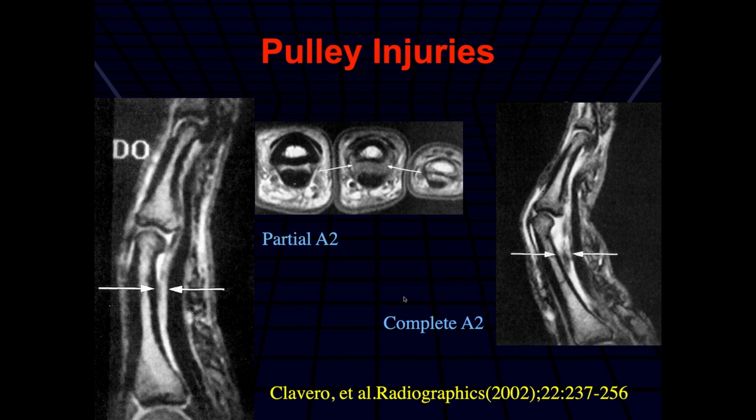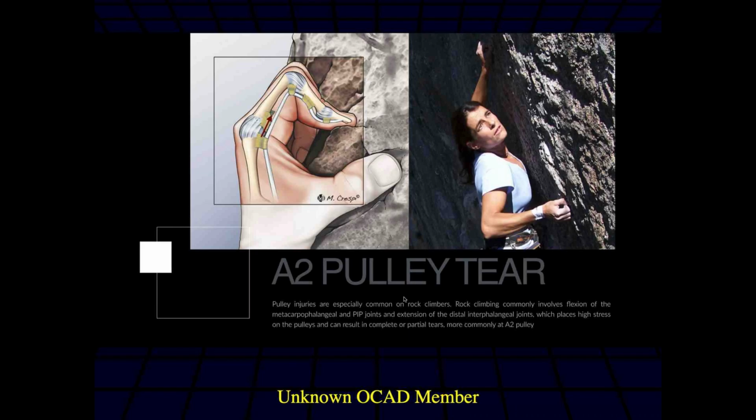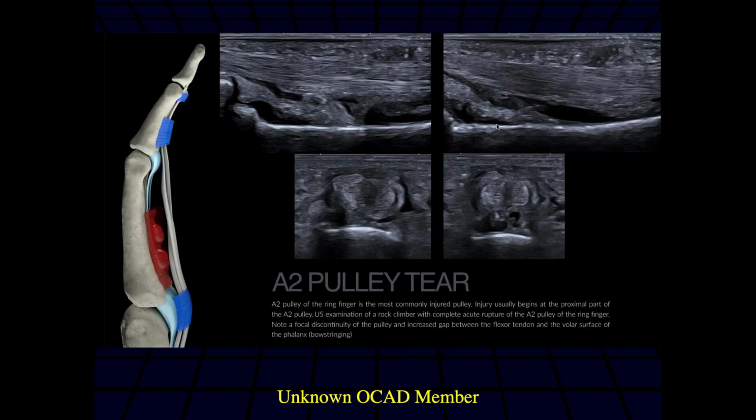Okay. Yeah, and that second one looks pretty significant, like a bowstring. It doesn't follow the contour anymore at all. The typical A2 pulley tear is seen with flexion of the fingers against resistance, as you can have in rock climbers, where you tend to pull the flexor tendon off the bone. And this would be a very unwelcome event to occur in this situation. And this just shows the location of the tear of the A2 pulley.